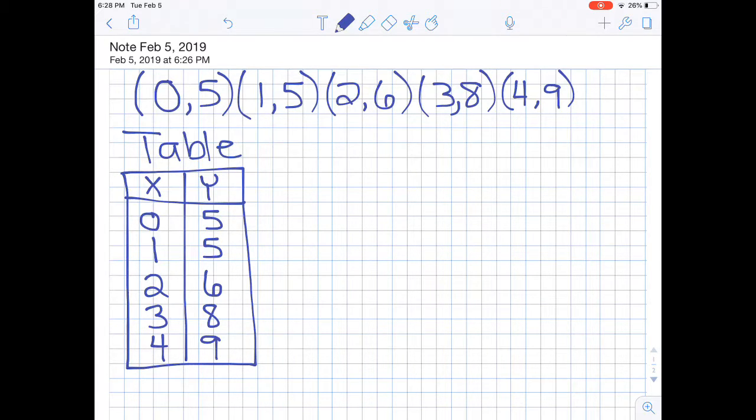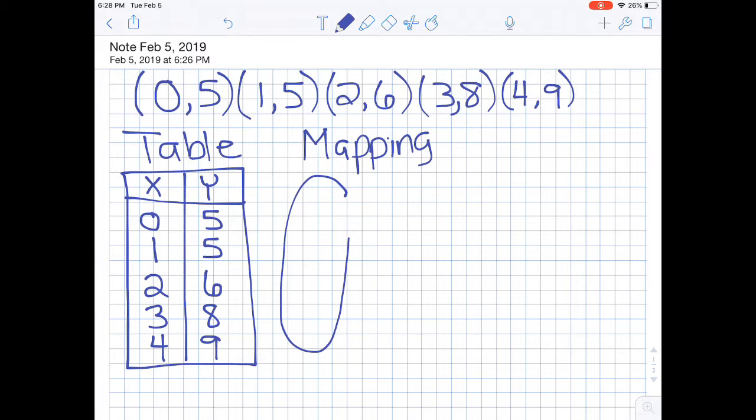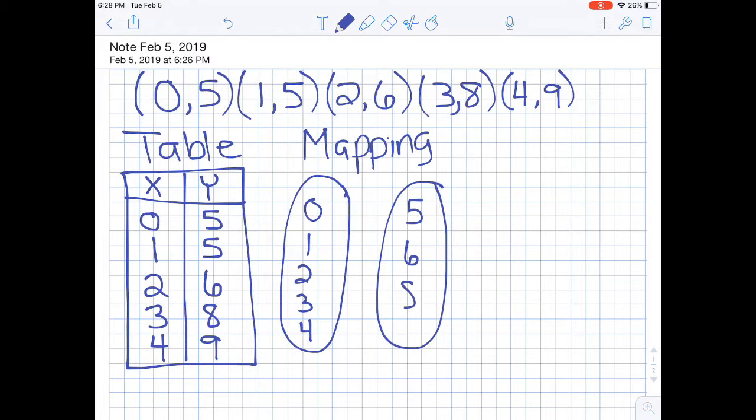To represent a function in the form of mapping, you will draw two circles. Well, ovals really. In the left oval, you'll put in your x values, so 0, 1, 2, 3, and 4. On the right circle, you will put your y values, or your range, so 5, 6, 8, and 9. Notice I did not repeat the 5 twice.